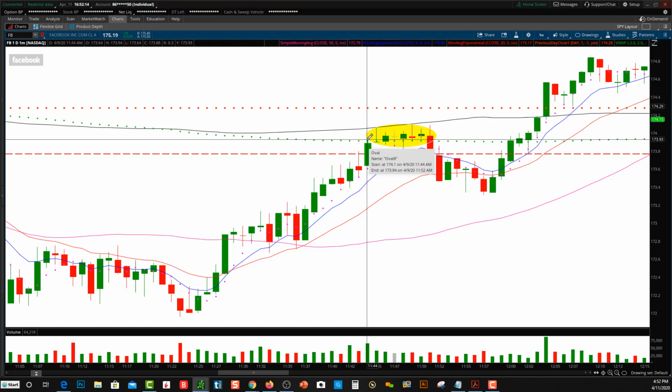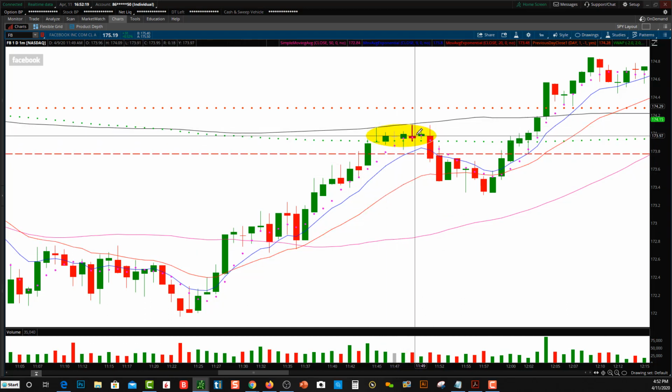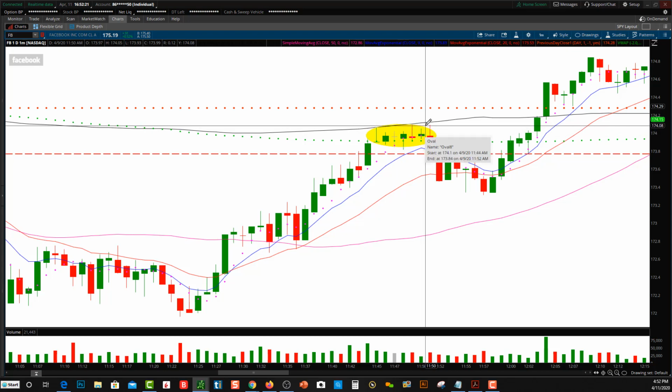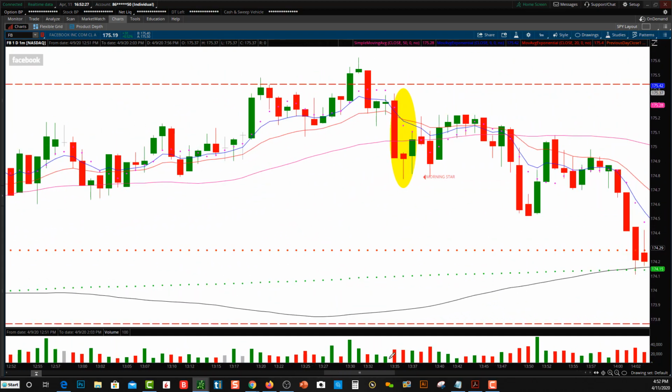Consolidation, it's trapped right here between VWAP and the 200 SMA. It doesn't know what it's going to do. It's the tug of war between the bulls and the bears. Who won? Bears won, brought it back down, right? Kind of go back over here. What's going on in the future?